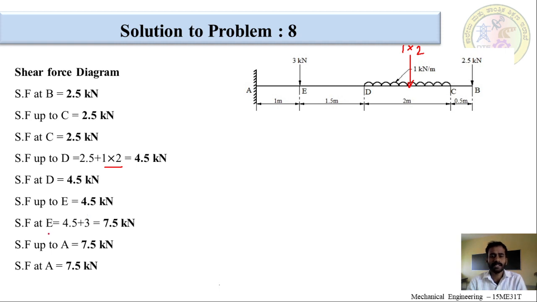What is shear force at E? Okay. At E there is a point load, so that has to be considered. So, 4.5 plus 3, which is equal to 7.5 kilonewton at E. Now, what is shear force up to A? It is the same as that of E, because no load between E and A, hence 7.5, and shear force at A is also 7.5 kilonewtons. Okay. Now, we will draw the shear force diagram by considering these values at the different points.